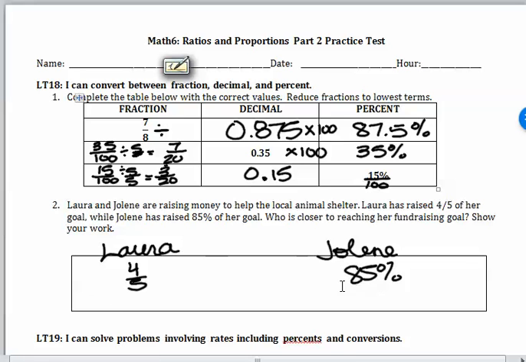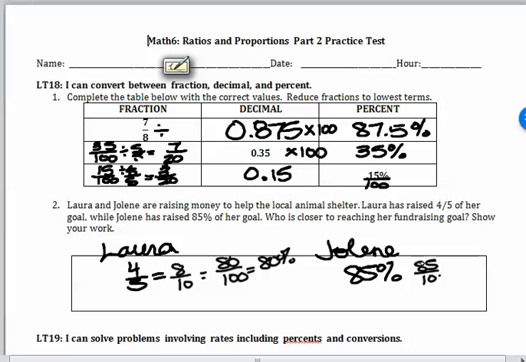We want to be able to compare them, so you can do this in one of two ways. All right, so Laura has 8 out of 10, or 80 out of 100, which is 80%. Jolene has 85 out of 100. So when we compare them, we can compare them out of 100 or just as their percents. So I know that Jolene is closer to her goal with 85%.